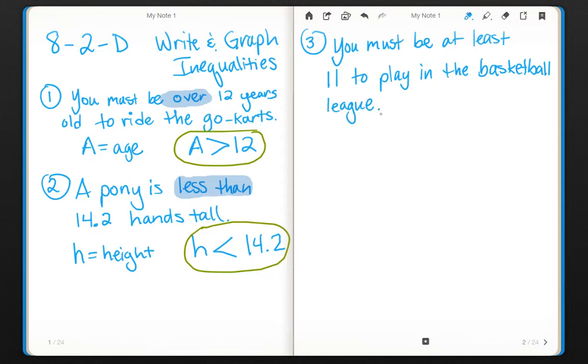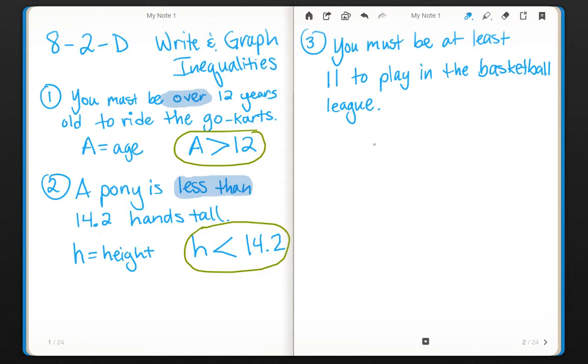You must be at least 11 to play in the basketball league. All right, so I'm going to pause for a second here. I want you to figure out what's the unknown. What do you need to give a variable to? So write that down. Write down what it stands for. And then why don't you underline the phrase that will tell you what the inequality needs to be.